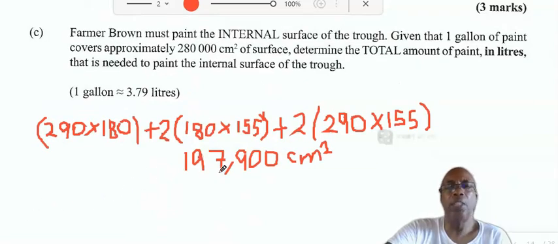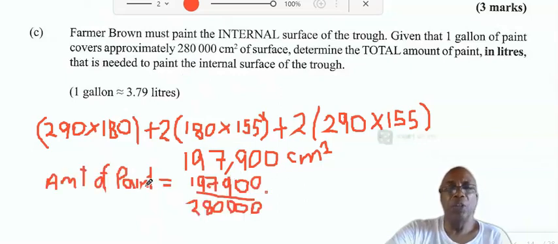So now we need to find out how much paint will be required to paint that surface area. From the question, we were told that 1 gallon of paint covers approximately 280,000 square centimeters. So it means to find how many gallons of paint we need to cover that area, we have to divide 197,900 by 280,000. So let us do it. So the amount of paint is 197,900 over 280,000 gallons.